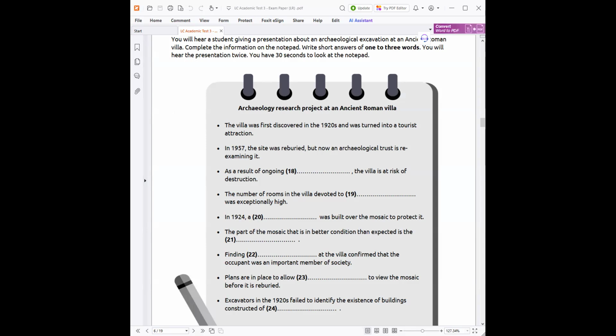Listening Part 3. You will hear a student giving a presentation about an archaeological excavation at an ancient Roman villa. Complete the information on the notepad. Write short answers of 1 to 3 words. You will hear the presentation twice. You have 30 seconds to look at the notepad.